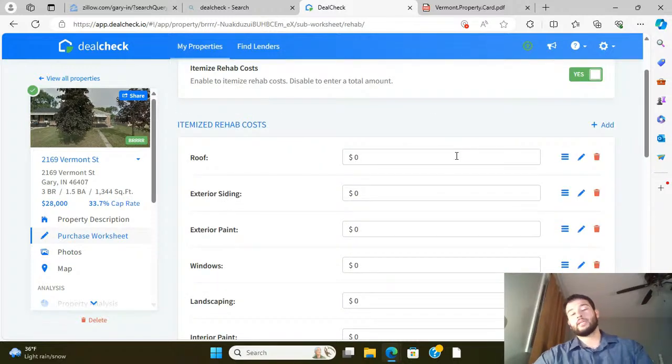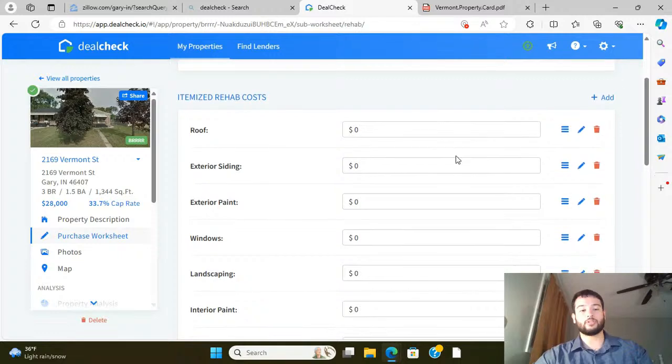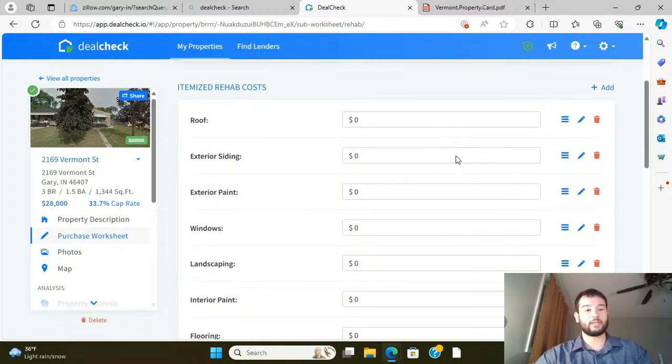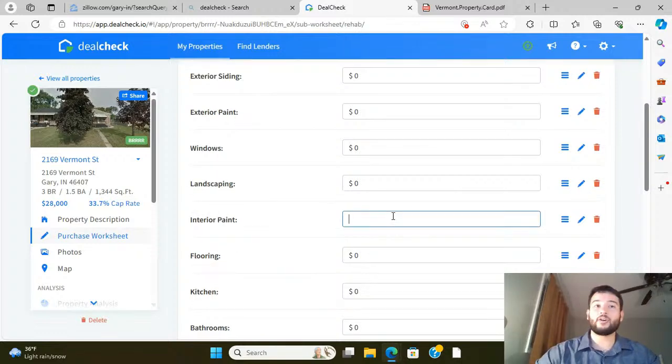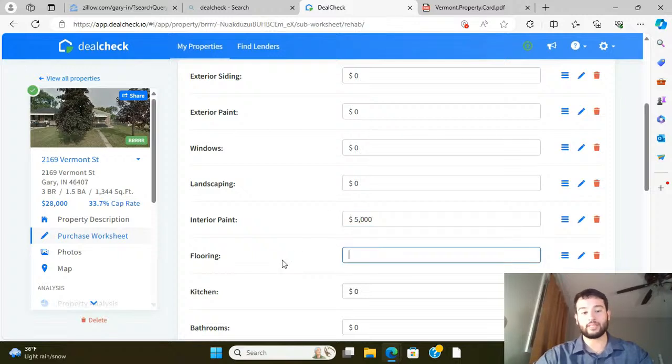How's the roof? Okay, let's say, does the siding, it's a brick house, not really on the siding, but maybe a little bit. Interior paint. Ryan, how much do you think interior paint is? All right, let's toss out 5,000, paint the whole house. I don't know if that's realistic or not.